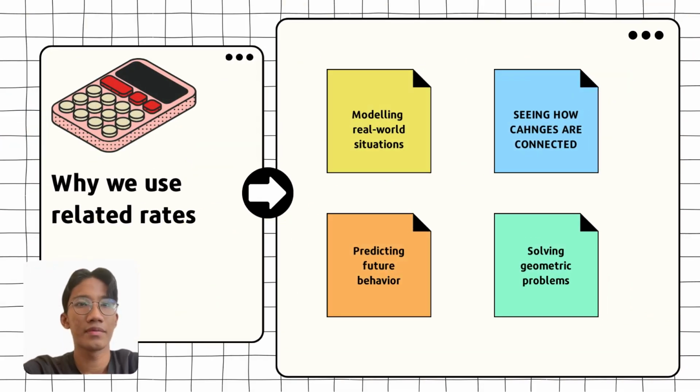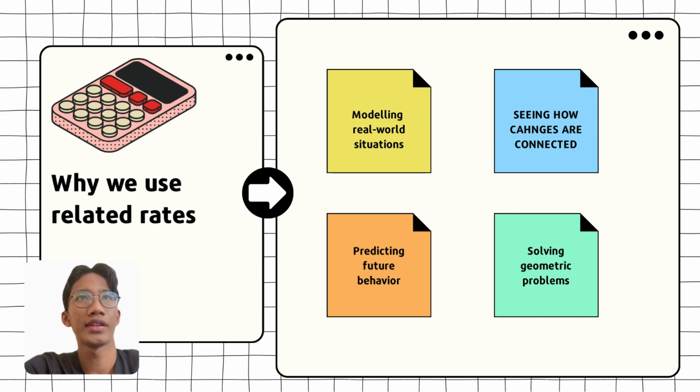So now I will explain to you 4 main reasons why we use related rates in real life. First reason is modeling real life situations. Related rates help us understand how different things change over time in real life. For example, if you are filling up a tank with water, related rates can help determine how quickly the water level rises as you keep pouring. It is crucial in various fields such as engineering, where knowing how systems behave over time is essential.